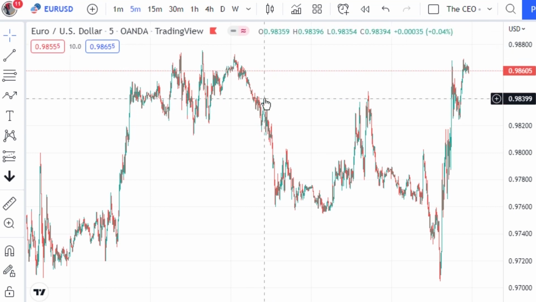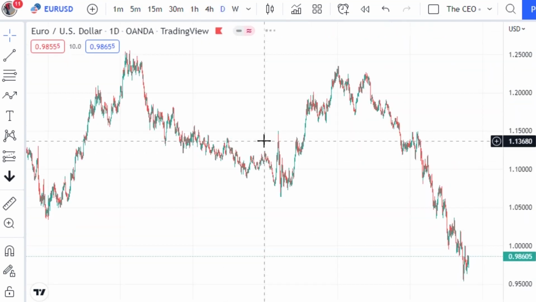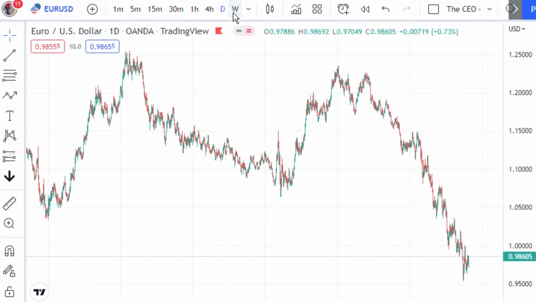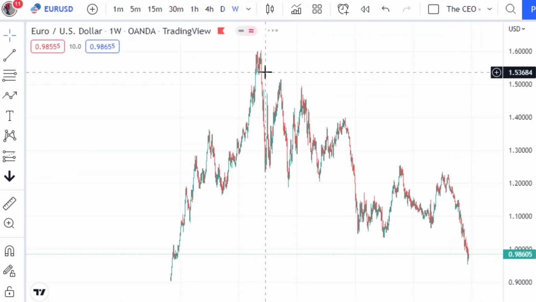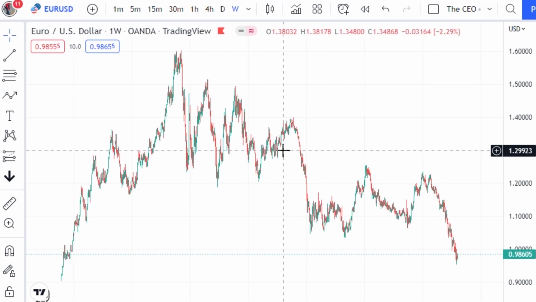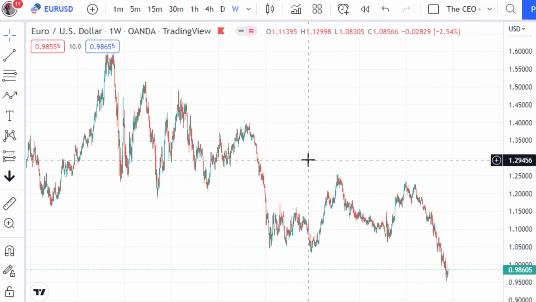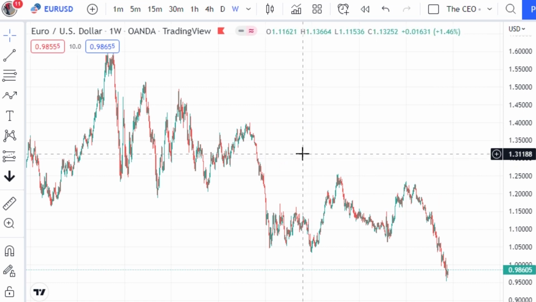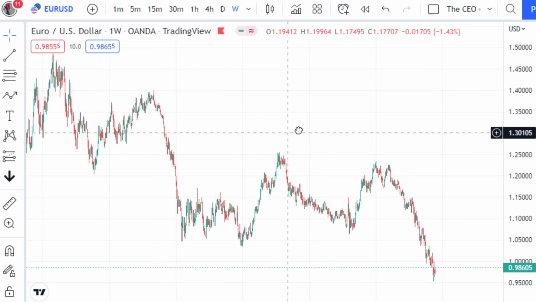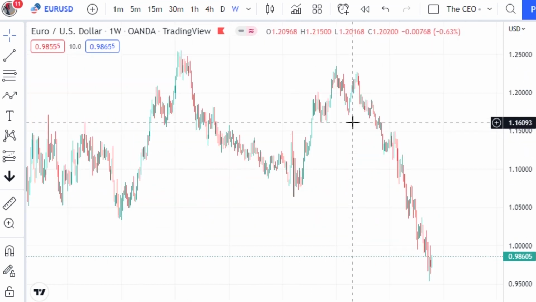Alright, so we do what we always do. We head to the time frame, then we look at the overall structure of the market, even weekly. You can tell that the euro has been declining. Maybe you can say it's because of the war in Ukraine and whatever is going on with Europe.